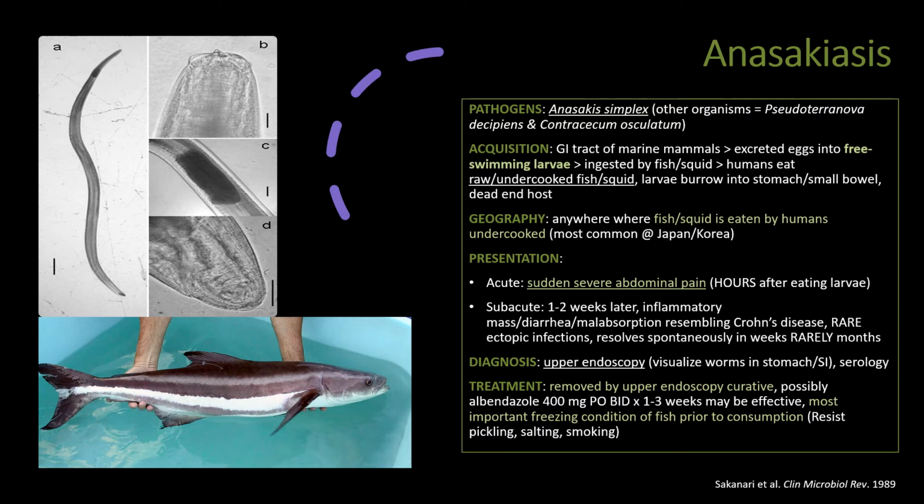Anisakis does not migrate like some of the other nematodes we've mentioned, but characteristically causes an abrupt, severe abdominal pain hours after eating the larvae, which you can see could be easily confused for bacterial food poisoning. The stomach and duodenum are characteristically infected, hence causing this presentation, with a possible subacute presentation 1 to 2 weeks later with an inflammatory diarrhea picture resembling Crohn's disease. It would be expected this would resolve spontaneously as we are dead-end hosts, usually in weeks.